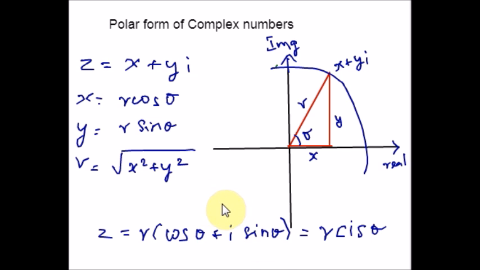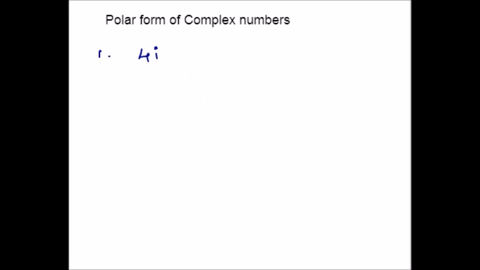Let us discuss a few examples and see how to express a complex number using polar coordinates. Here is the first example. Please have a glance over this question. Express the complex number 4i using polar coordinates.